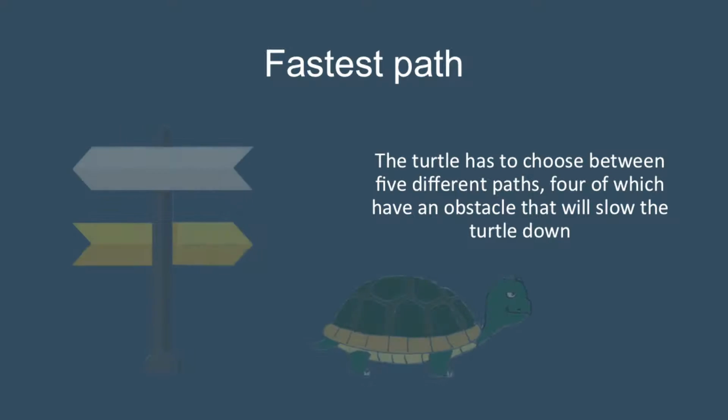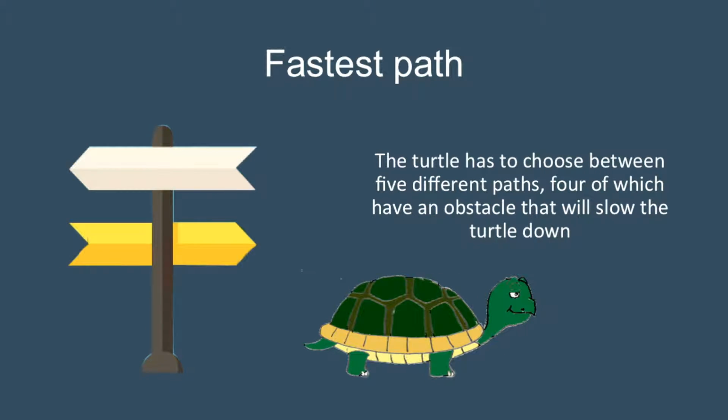He has to choose between 5 different paths, 4 of which have an obstacle that will slow the turtle down. The first has a tree, the second has a puddle, the third has a giant rock. The fourth one is empty. That's the one we want the turtle to take. And finally, the fifth path has a cow blocking the way.